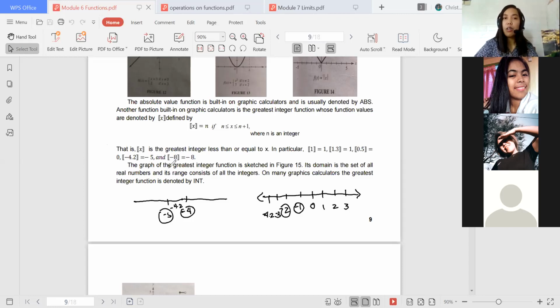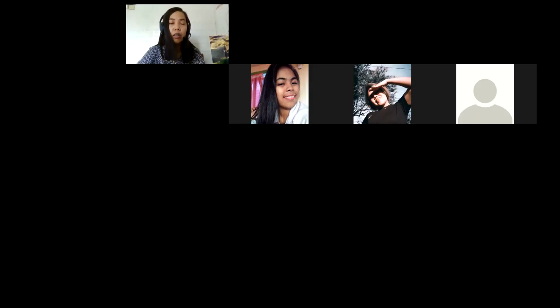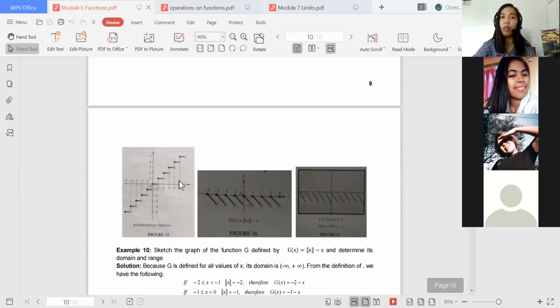The greatest integer of negative 8 is still negative 8. Okay, so the graph of the greatest integer function is sketched in figure 15. When we check the graph of the greatest integer function, it's like a staircase. This one.